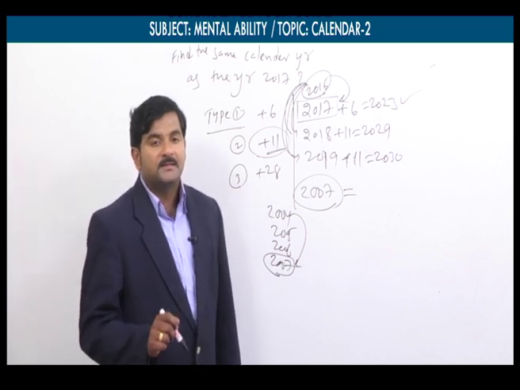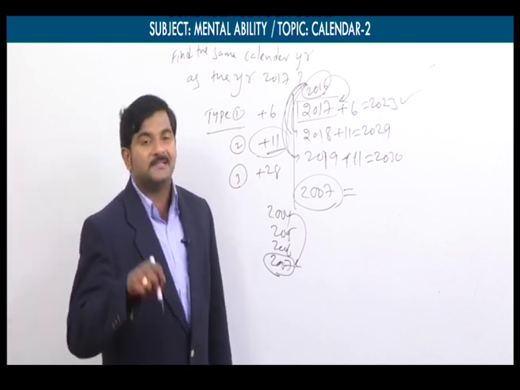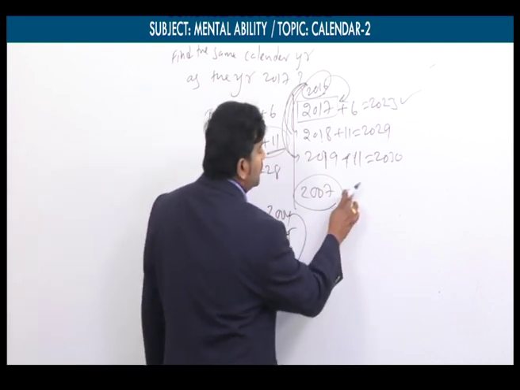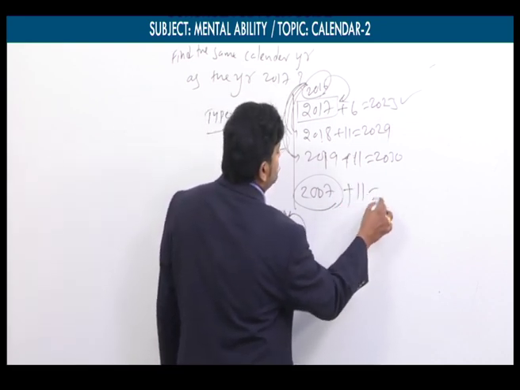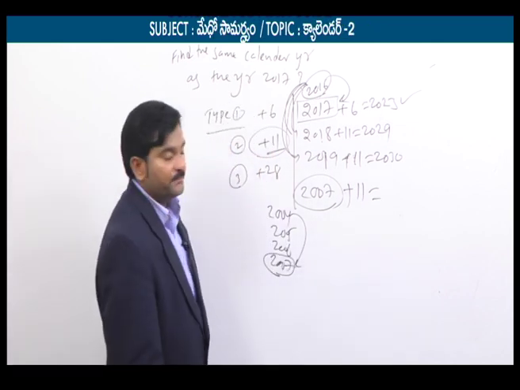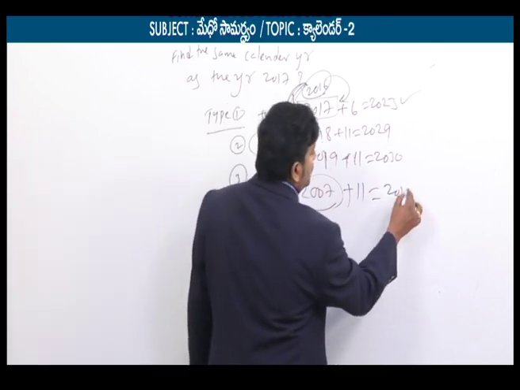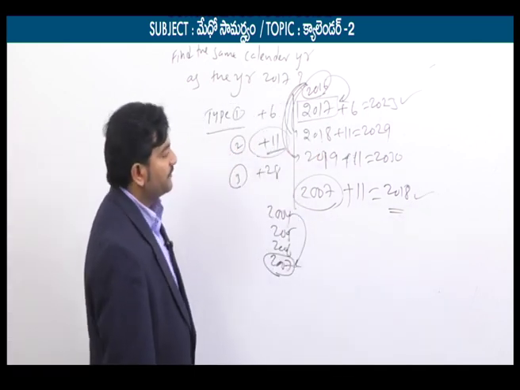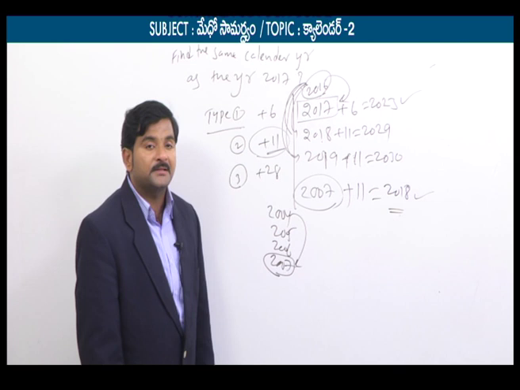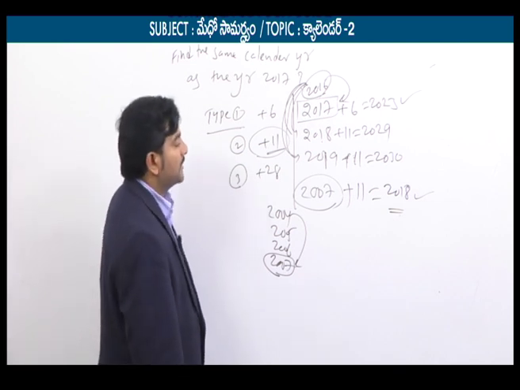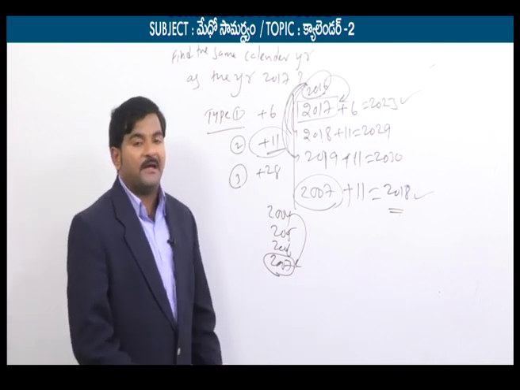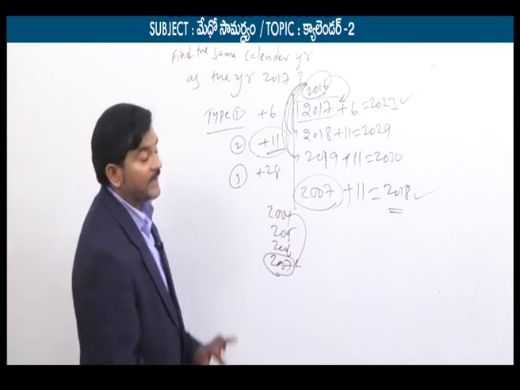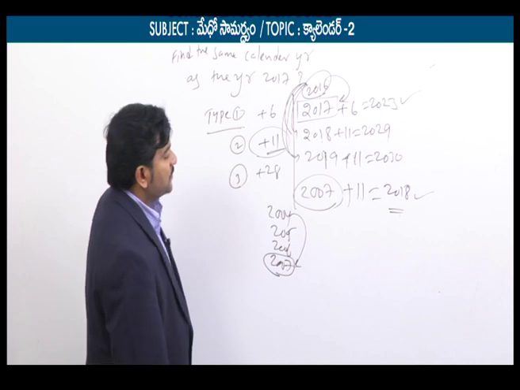To get the same calendar year as the year which is after 3 years from the leap year, what we need to do? We need to add simply +11. 2007 plus 11, what we can write here? 2018. Therefore, the 2007 calendar and the 2018 calendar, these two years have the same calendar. Okay, this is fine. Now we will discuss about type 2.